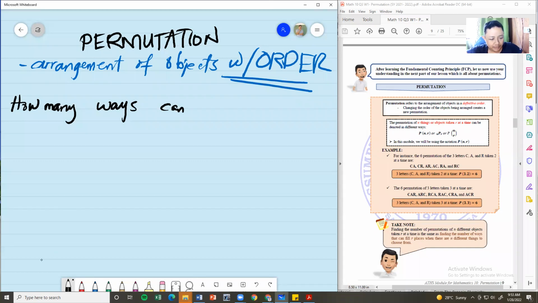Pinahihirapan ko sarili ko sa pagsusulat. Pwede naman pala ako mag-type. Wait lang. Para maganda din yung lalabas.